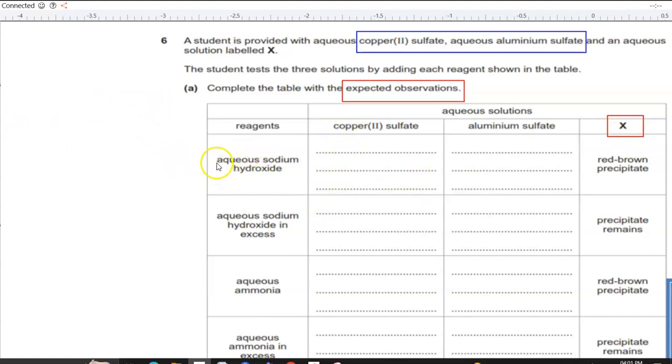These are the reagents. As you can see, it is written here, reagents. And aqueous sodium hydroxide. And these are the aqueous solutions 1, 2 and 3. These aqueous solutions are tested with these reagents. These reagents are used to identify the cation and anion. So, first of all, you have a copper sulfate solution in a test tube and you add sodium hydroxide in it. So, what will you see?